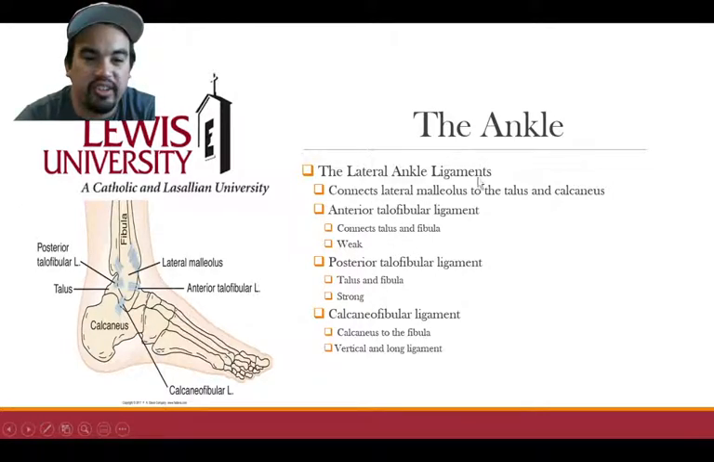The lateral ankle ligaments, sorry, I saw an email pop up.